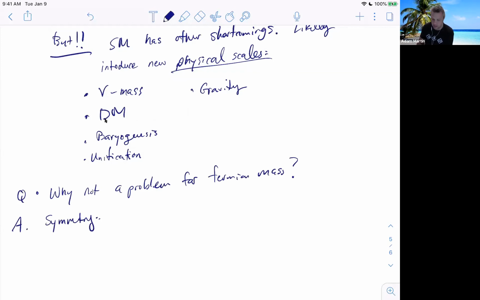In the case of fermions, if I send m_F, the mass of the fermion, to 0, I get more symmetry. I have a chiral symmetry. The left-handed particles and the right-handed particles don't talk to each other anymore. This is chiral symmetry.